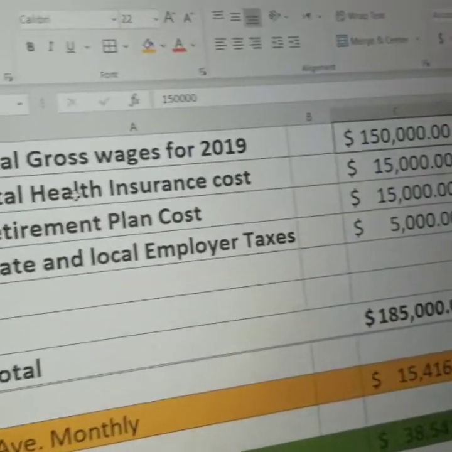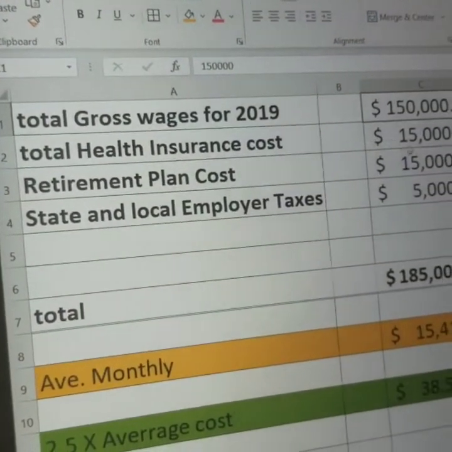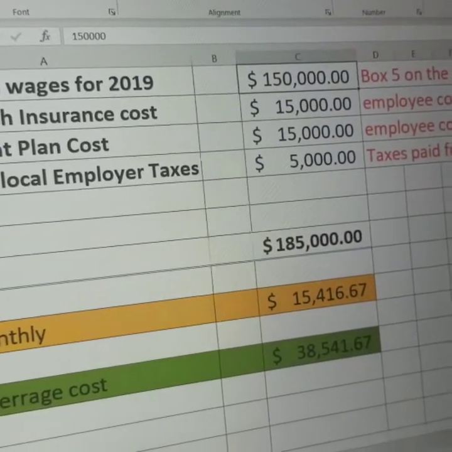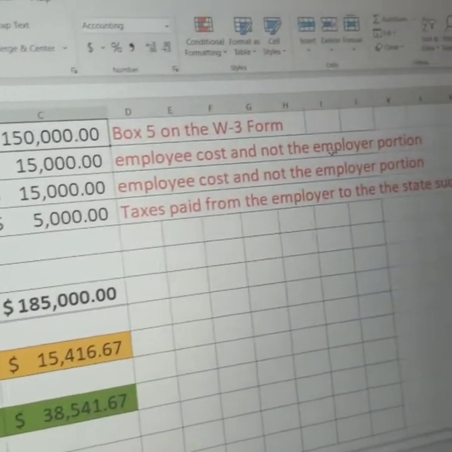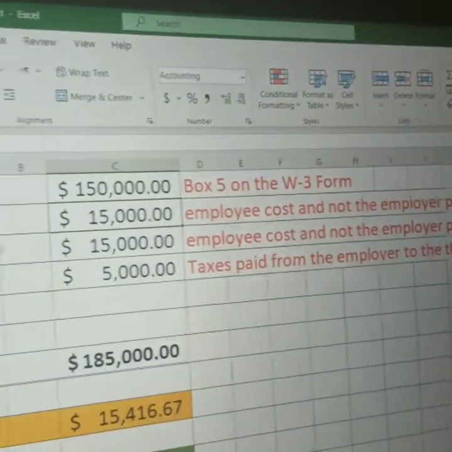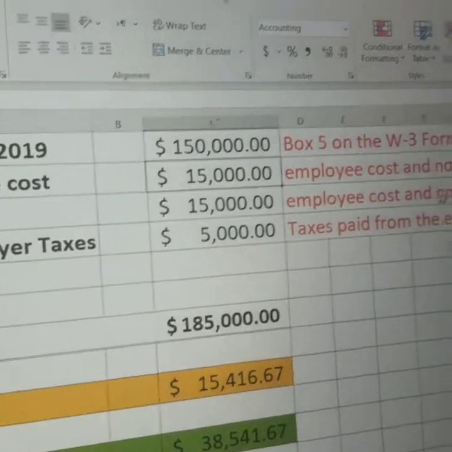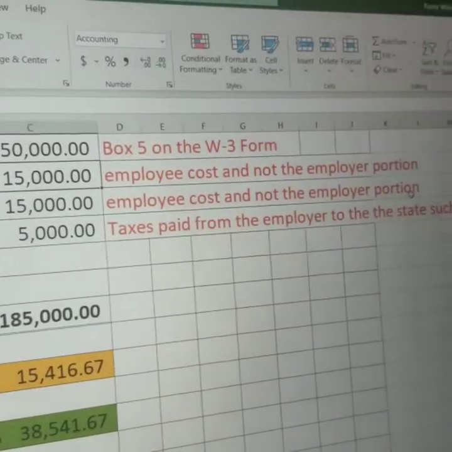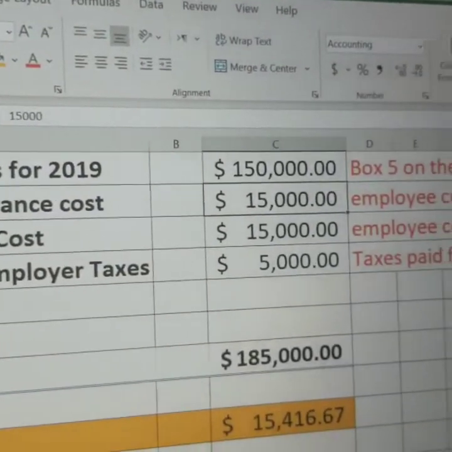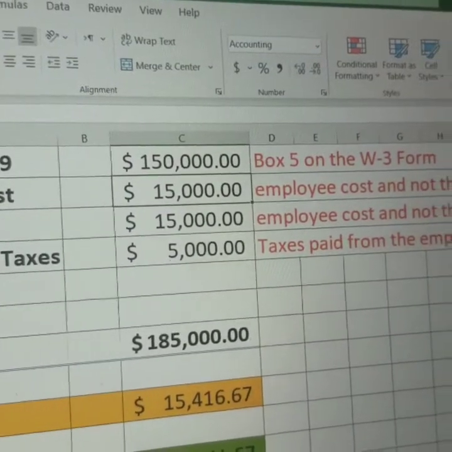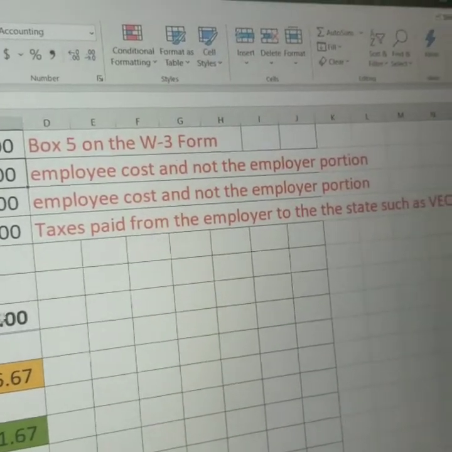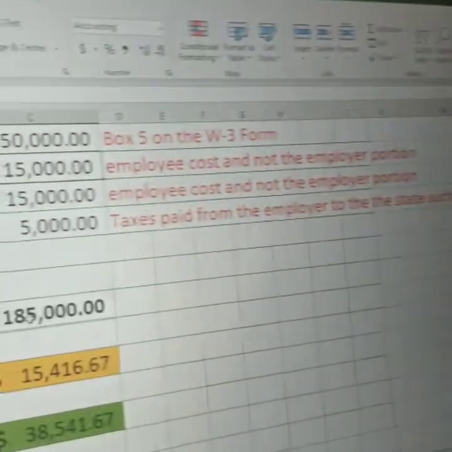Then you can also take the total health insurance cost for all employees, but paid by whom? Employee cost, and not the employer portion. So not your portion, that's their cost. Then you add it here too. And then the retirement plan, and again, it's an employee cost and not the employer portion. All right. And this is the employer portion, which is the state and local employer tax. In our case, in Virginia, it could be the VEC. In other states, it is the employment commission. You add that here, and when you sum all this, the total becomes 185,000.